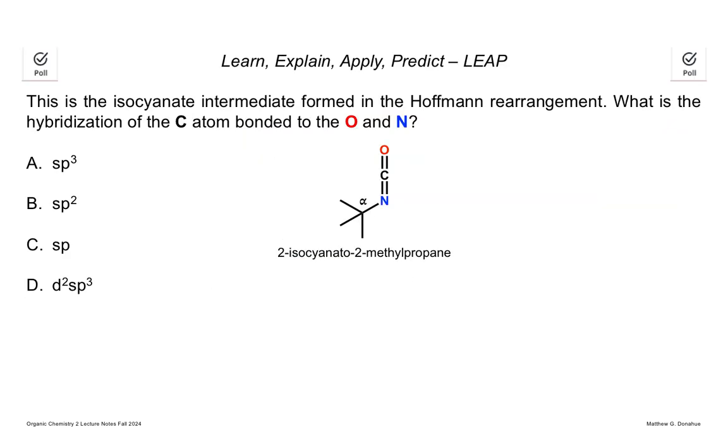So this is the isocyanate intermediate. Here's the name of it, the IUPAC name. And as we said, that central carbon is sp hybridized. Again, it has a sigma bond, pi bond. So that makes it sp hybridized, and it's at oxidation state 4.